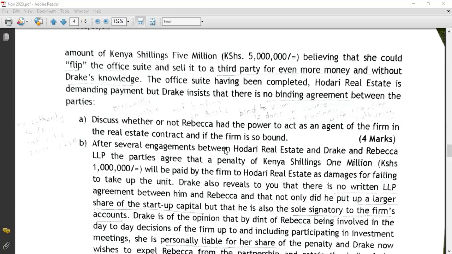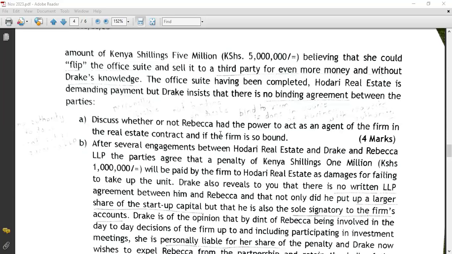Yes, because the rest of the information is a decision was made and a contract entered into. Yeah. So what do you think is the answer? So the first question is discuss whether or not Rebecca had the power to act as an agent of the firm in the real estate contract, and if the firm is bound.